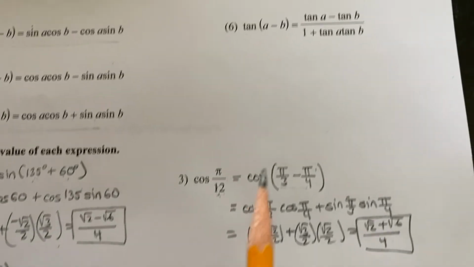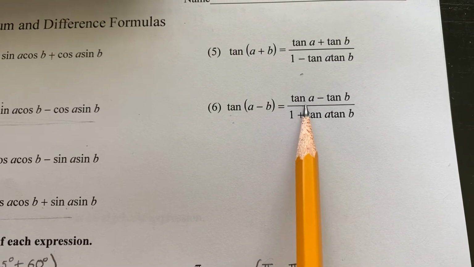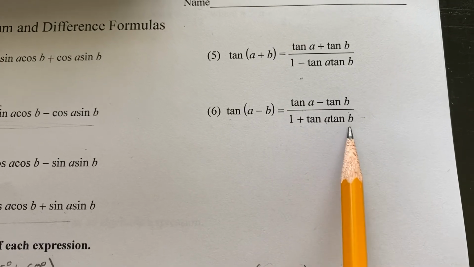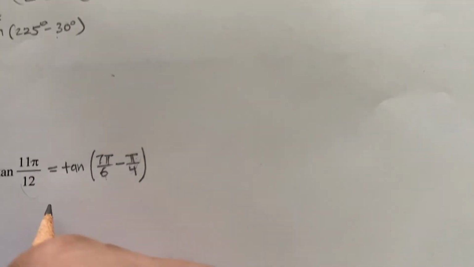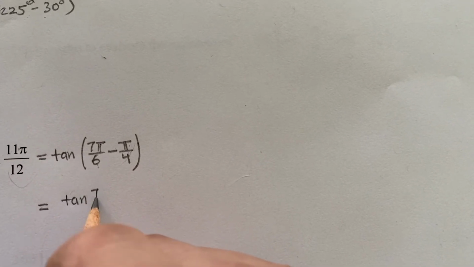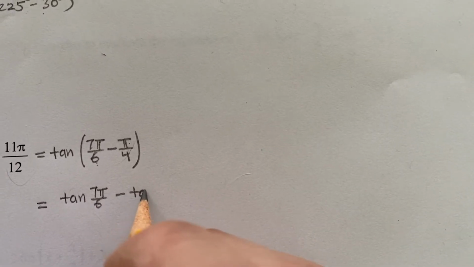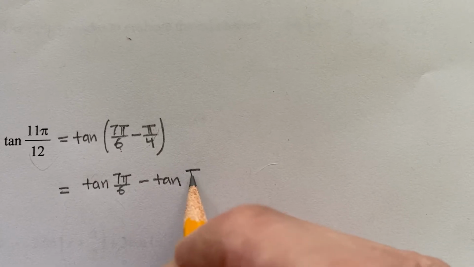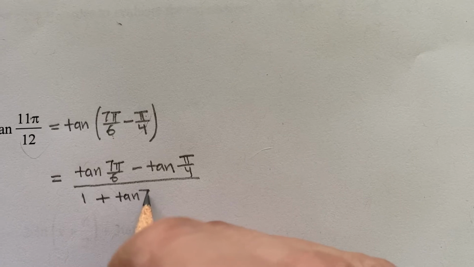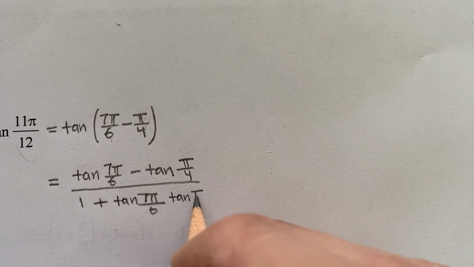Let's go back and look at our tangent difference formula right here. It's in equation number 6. It says take the tan of the first angle minus tan of the second angle, divided by 1 plus the tan of the first angle and tan of the second angle. Okay, so let's do that. We're going to take the tangent of the first angle and subtract the tangent of the second angle, all over 1 plus tangent of the first angle times tangent of the second angle.